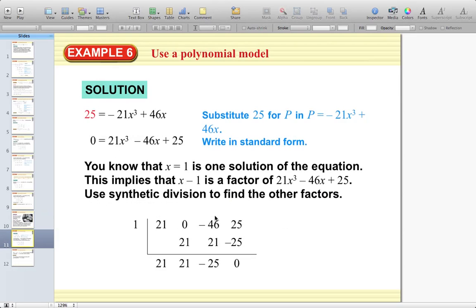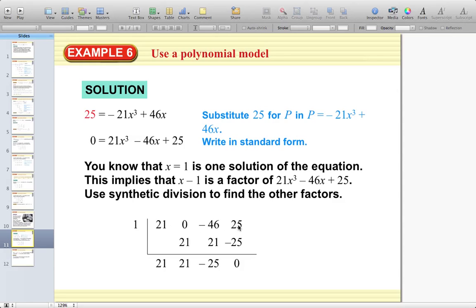So let's set up the equation. P was equal to 25 because it was $25 million, and P stood for the profit in millions of dollars. So we have this equation, 25 is equal to negative 21x to the third power plus 46x. Rewrite it so that it's in standard form, equal to 0. Now it told us in the problem that with 1 million shoes, we already know it gives us $25 million. We want to find another possibility. So we're going to substitute in 1 using synthetic substitution or synthetic division.